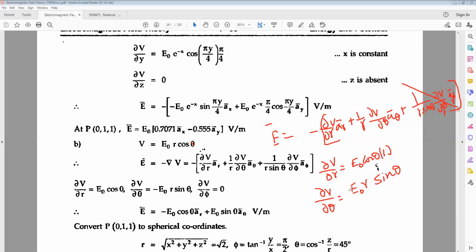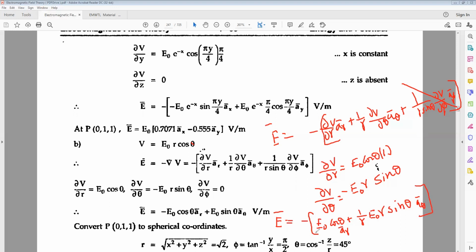I think it is minus sine theta. Substitute this value in E bar is equal to minus dou V by dou r. We got E naught cos theta a r bar, plus 1 by r into dou V by dou theta, which is E naught sine theta a theta bar, and plus 0 we got.